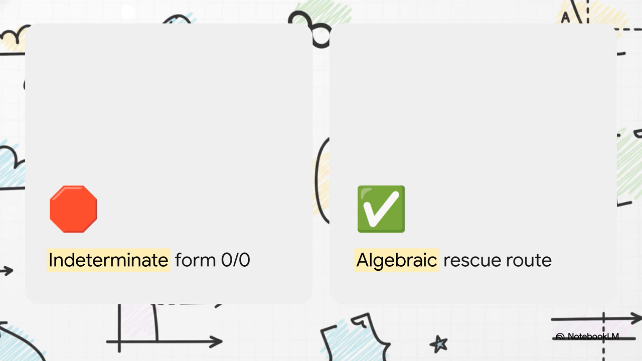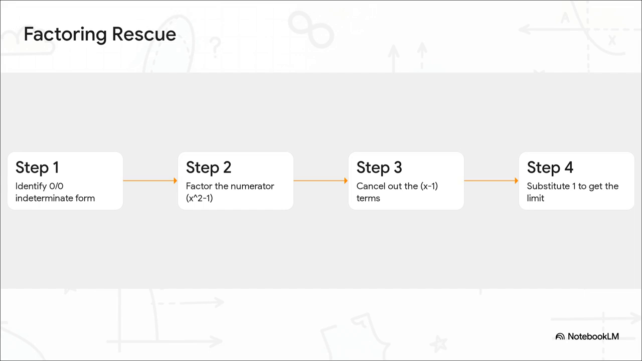The limit actually exists. It's just hiding behind a mathematical conflict between the numerator and the denominator. And this is exactly where we deploy our escape route. By using algebra, specifically techniques like factoring, we can totally bypass the trap, cancel out the hidden problem, and reveal the true limit. Now, what's really interesting about this slide is how elegantly this rescue plan actually works.